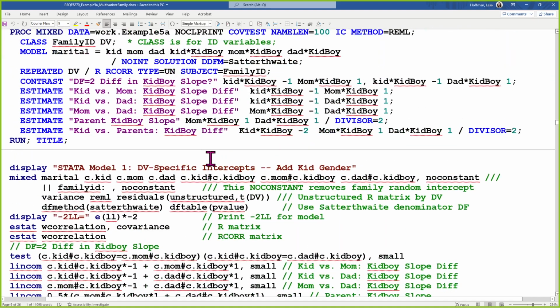So that means the model is going to directly tell me what the slope of kid boy is for each type of outcome. I can then test whether that slope has a stronger effect on the adult child that it is the gender for versus their parents. So I have a couple of examples here of different types of hypothesis tests you might want to do in this situation. First is a contrast.